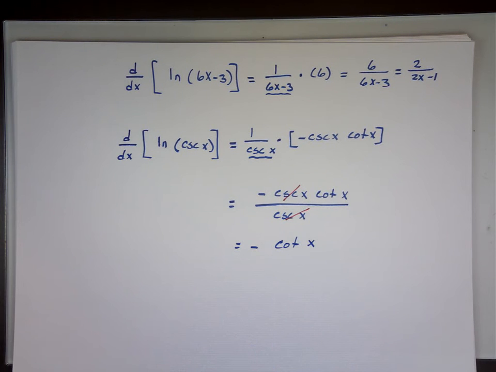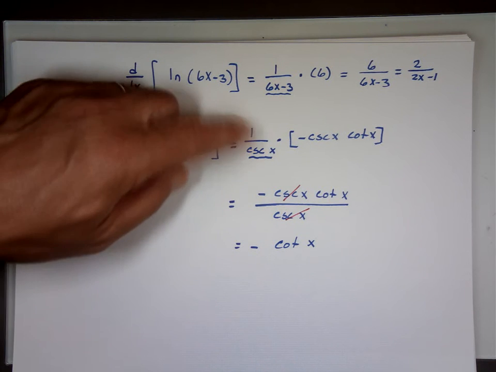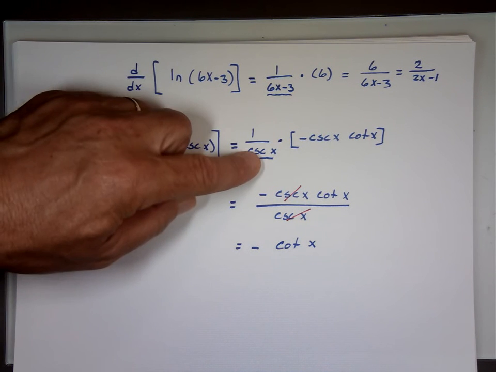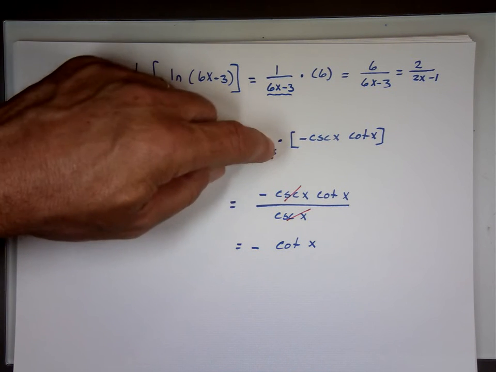What are you multiplying by? Negative 1, right? What do you mean negative 1? First step. 1 divided by cosecant x. 1 over cosecant, it's the derivative of natural log of u, it's 1 over u times the derivative of u, u prime. So this one is the derivative of this.